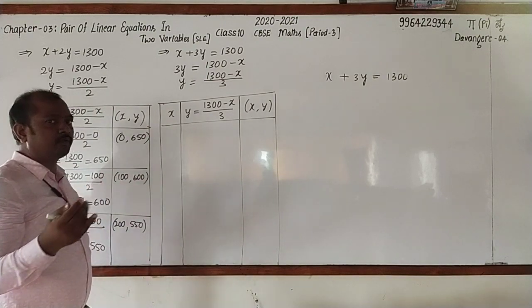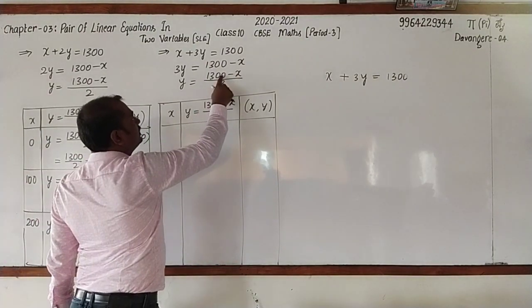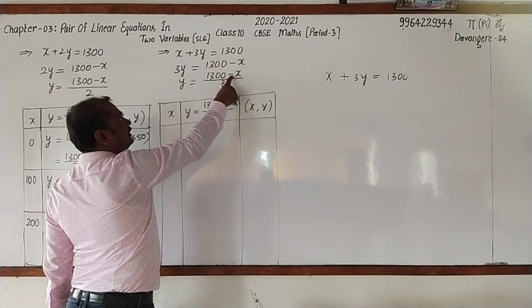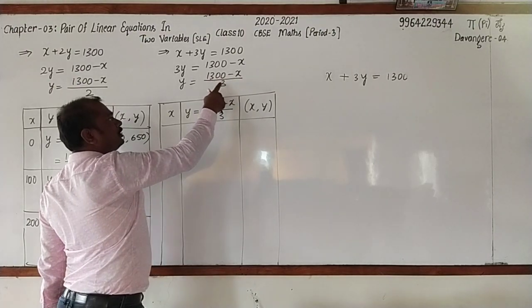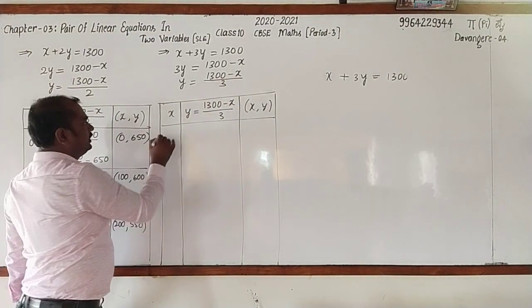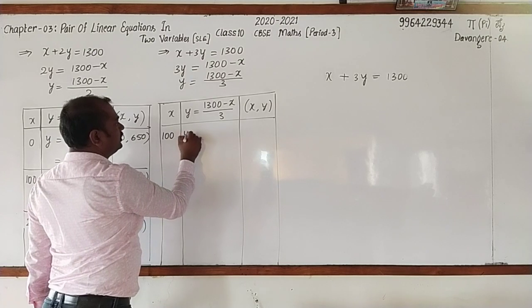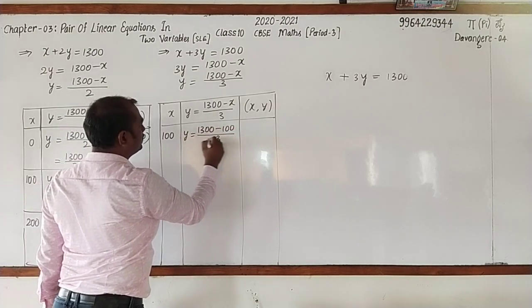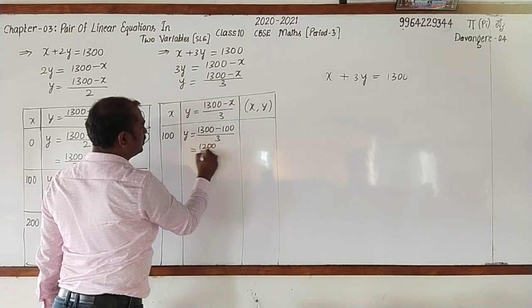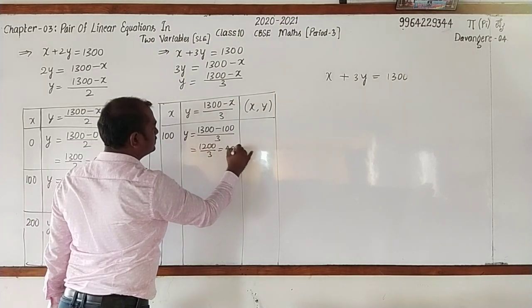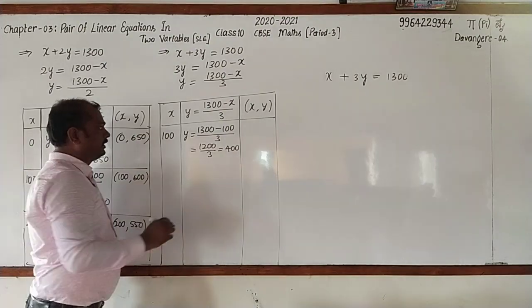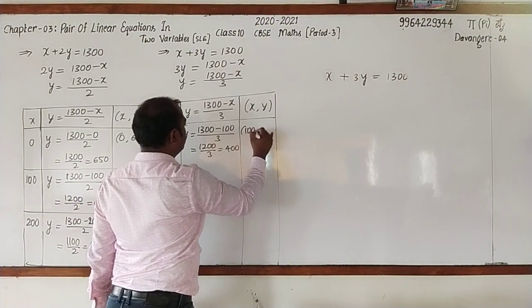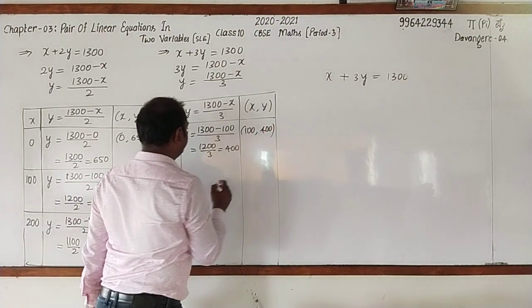Then can we go for taking 100? When you take 100 in place of x, it will be 1200, which is divisible by 3. Here I write 100. Then y equal to (1300 minus 100) by 3. It is equal to 1200 by 3. 3 4s are 12, 0 0. Clear? Yes. When x is 100, y is 400.